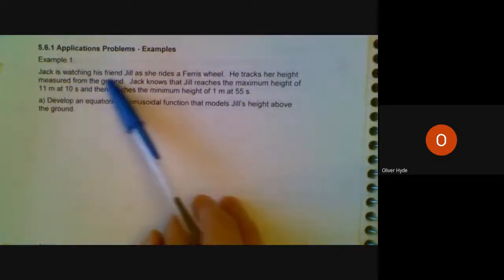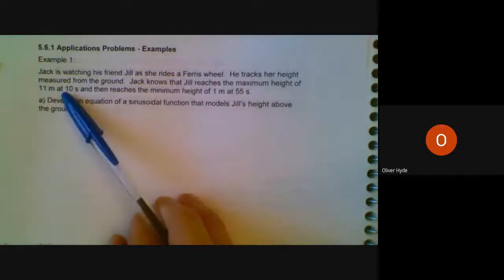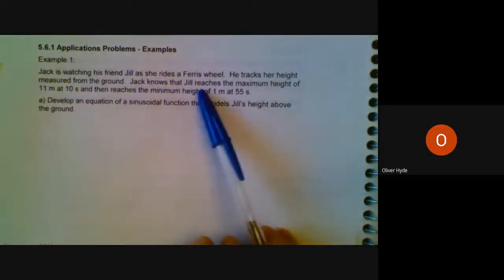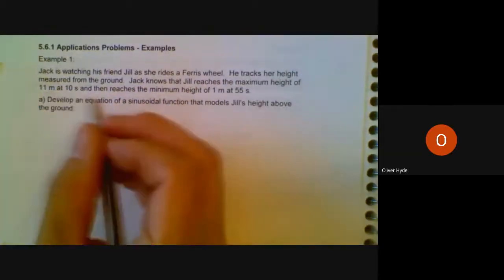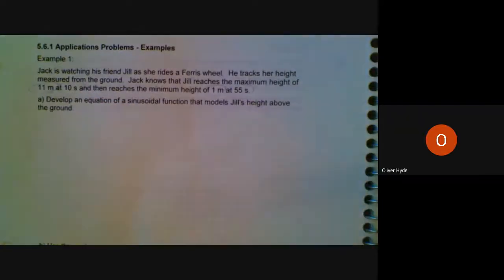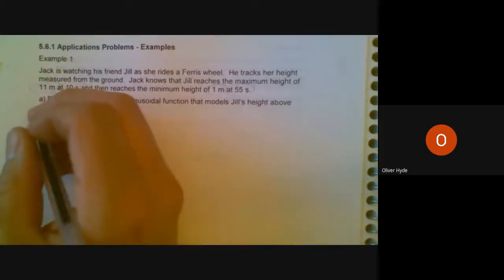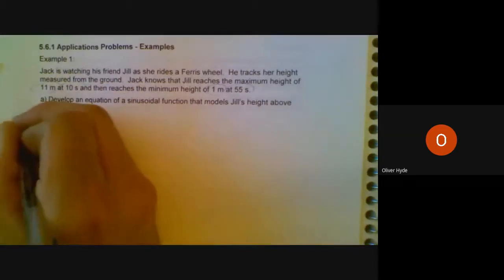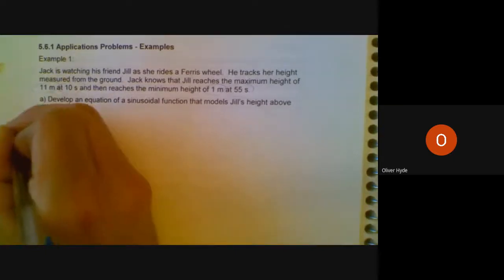So Jack's watching his friend Jill as she rides a Ferris wheel, and tracks her height measured from the ground. Jack knows that Jill reaches a maximum height of 11 meters at 10 seconds and then reaches a minimum height of 1 meter at 55 seconds. When you draw your sketches, I'm going to suggest that you both sketch the physical situation, if possible or applicable, and the curve itself.